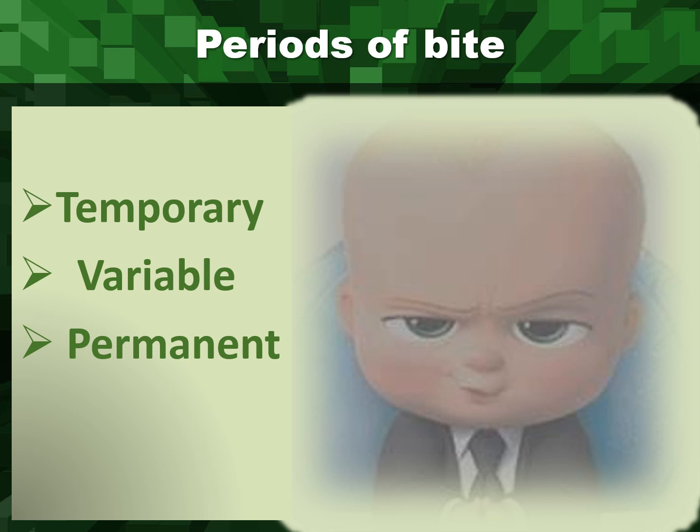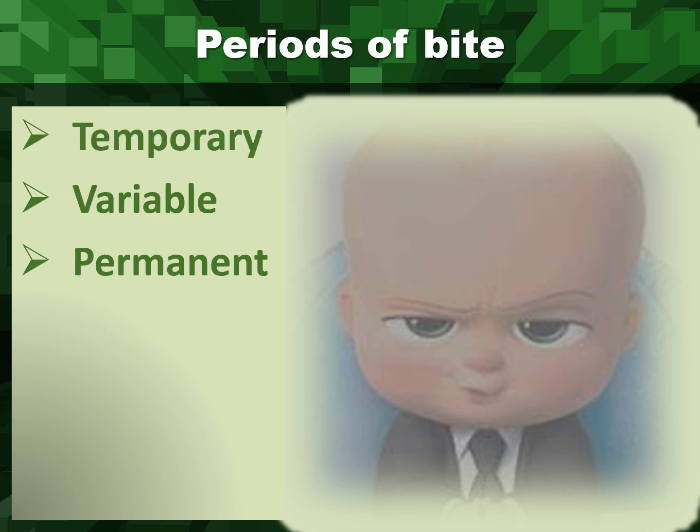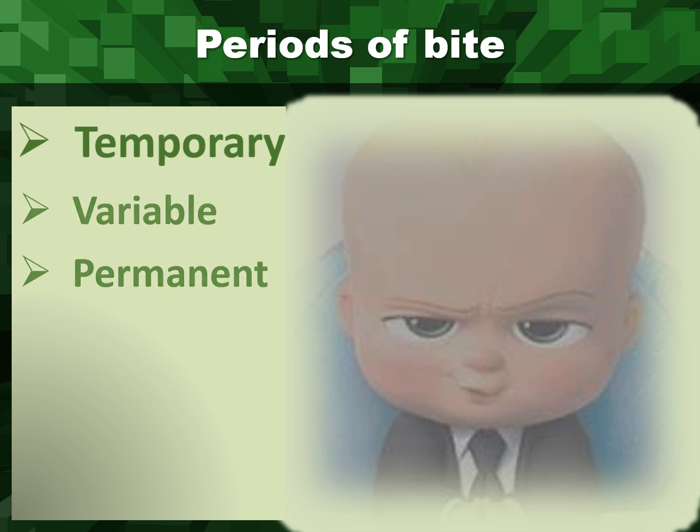In human's life, there are three periods of bite formation. They are the temporary bite period, the variable bite period, and the permanent bite period. What does it mean? Let's talk about the temporary bite period.